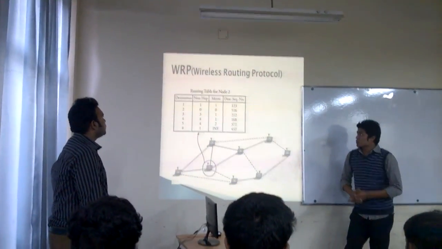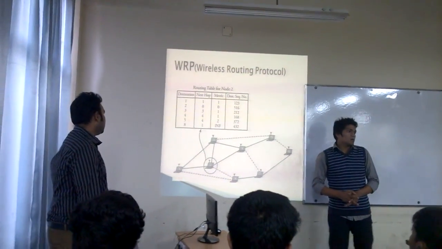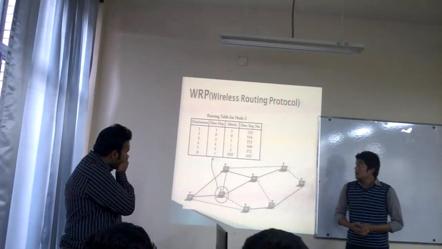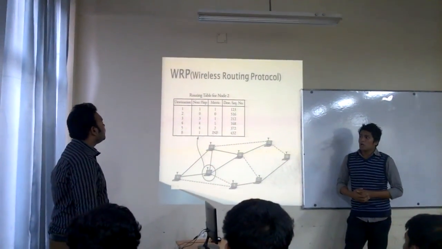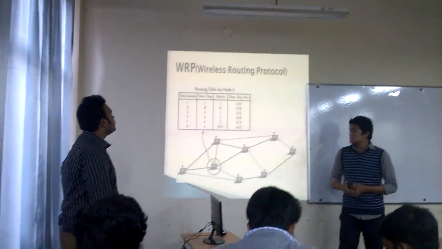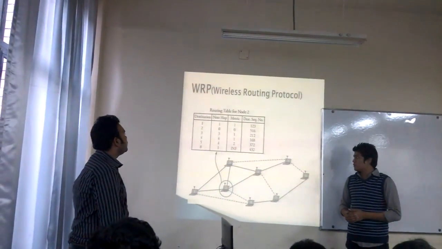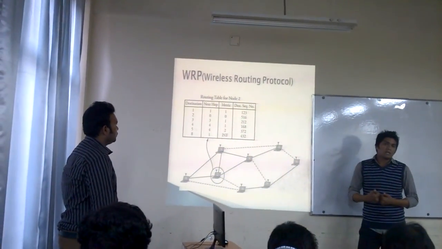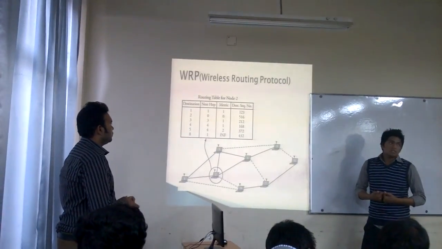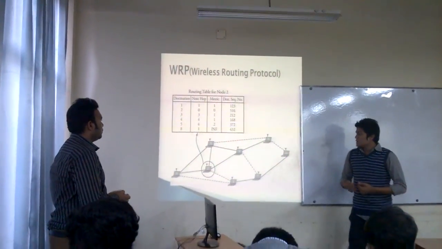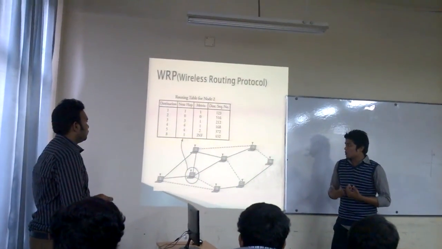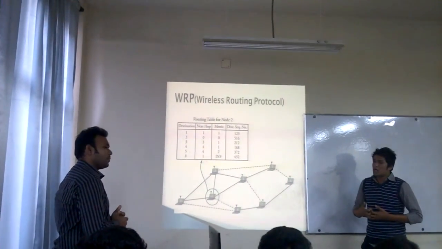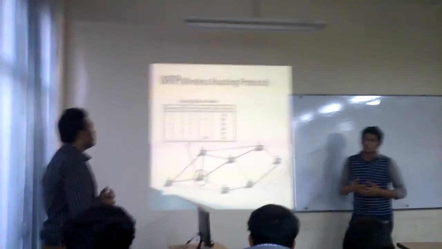Then wireless routing protocol. Wireless routing protocol is a proactive unicast routing technology, and it is also based on the improved Bellman-Ford DSDV algorithm. In this algorithm, every mobile node maintains a distance table, a routing table, a link state cost table, and a message retransmission list. Here, every node carries a distance to the destination, and these nodes update with their neighbor's update message.